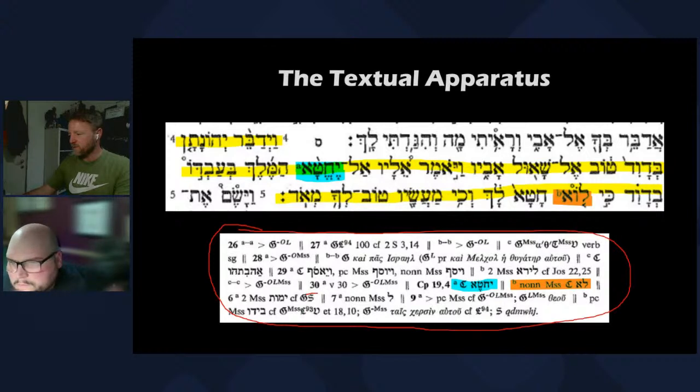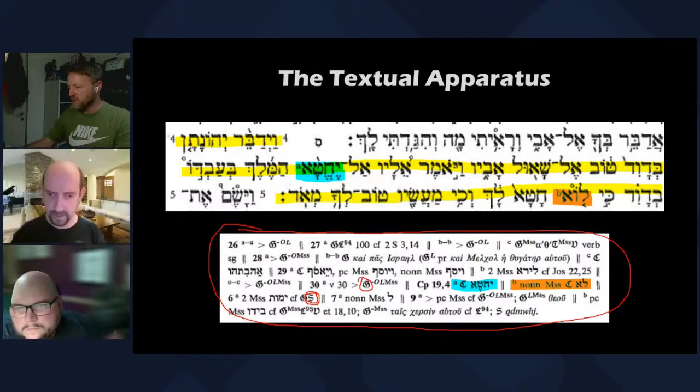We can see here the Peshitta. This is the Syriac letter. We can see here the Septuagint. We have marks for everything to tell us what the differences are in the text.